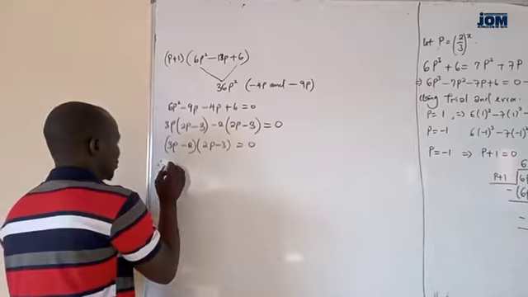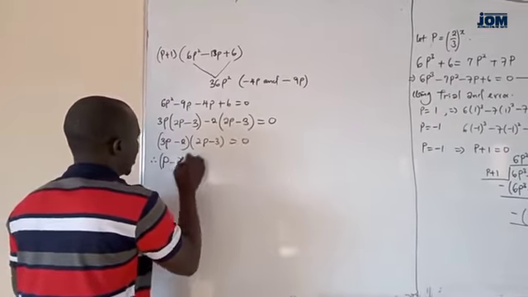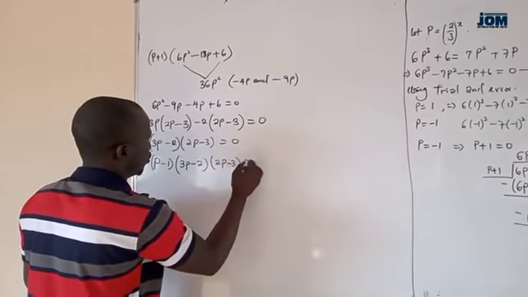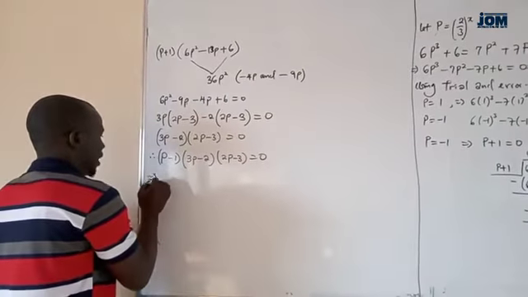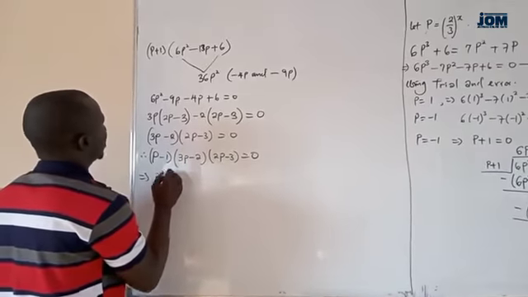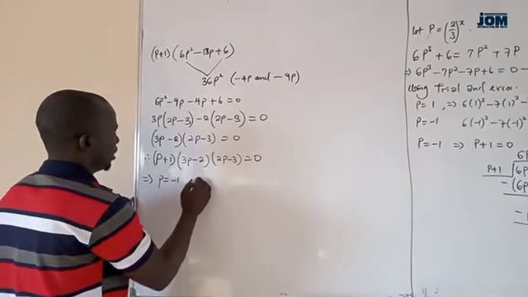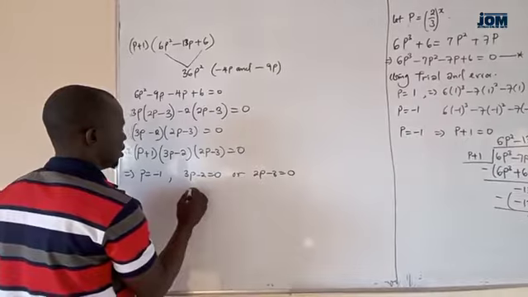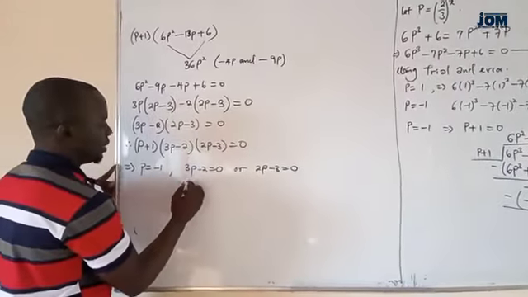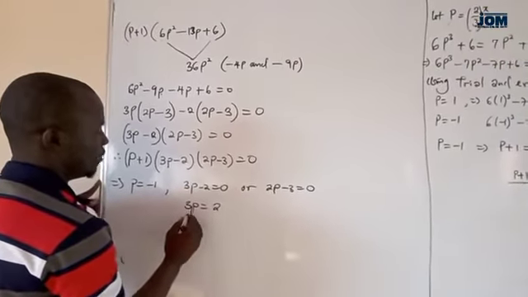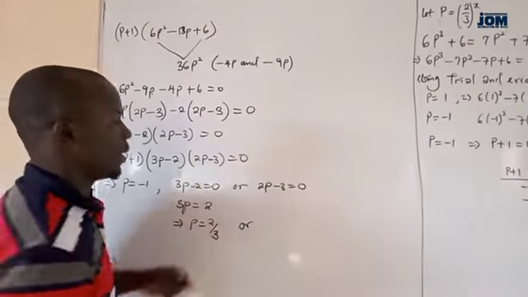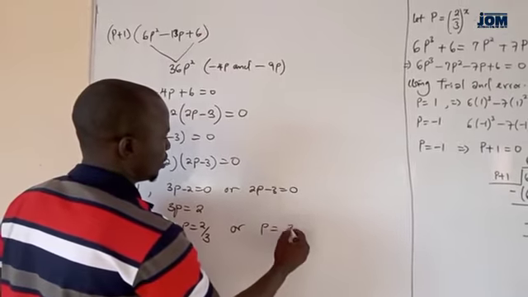So therefore, we have p minus 1, 3p minus 2 and 2p minus 3 to be equal to 0. That implies that p is equal to 1, or rather, p is equal to minus 1. Then we also have 3p minus 2 equal to 0, or 2p minus 3 equal to 0. So here, we can collect the like terms, 3p equal to 2. Dividing both sides by 3, p is equal to 2 over 3. Or from here, p is equal to 3 over 2.